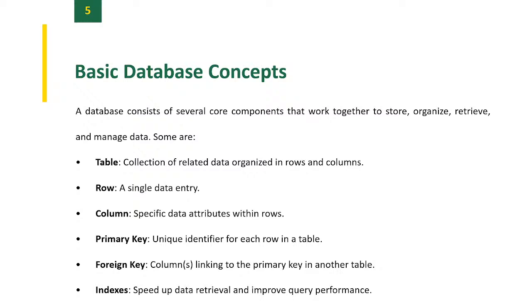Now, the table is a collection of related data organized in rows and columns in the database. That is, the data is being organized in rows and columns. And then we have a row. A row is just a single data entry. And then the column is a specific data attribute within the row. So that is the column.